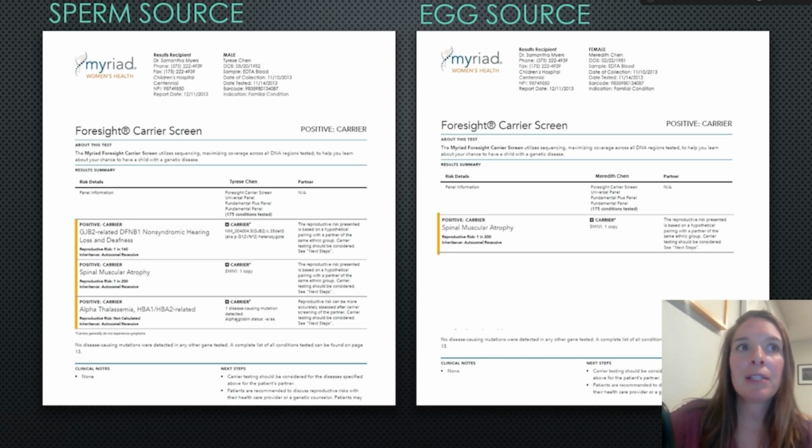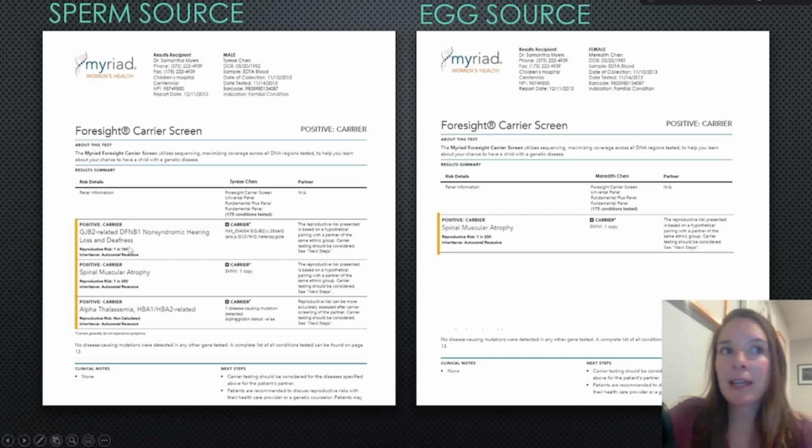You can see Tyrese's here on the left. He's a carrier of 3 conditions: GJB2-related non-syndromic hearing loss, spinal muscular atrophy, got 1 copy of the SMN1 gene, and alpha thalassemia. He's a silent carrier. And then Meredith here, she is a carrier of just 1 condition out of the 175 she was tested for. She's a carrier of spinal muscular atrophy.